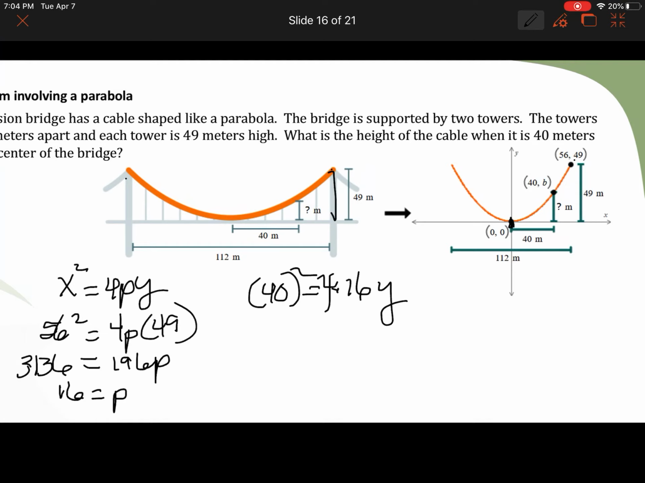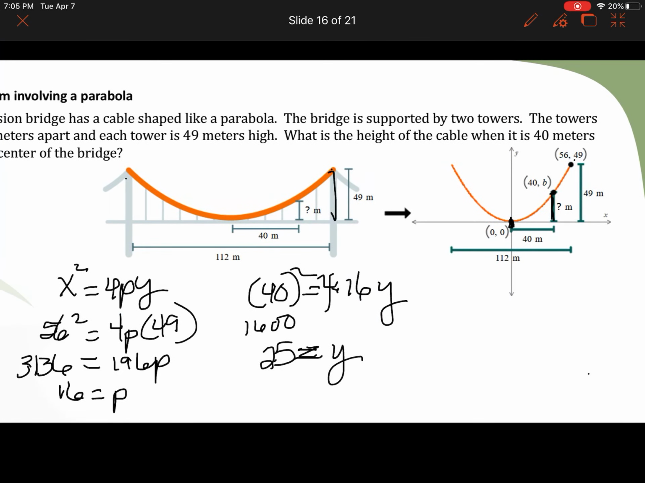So I have 40 squared, which must be 1600, and then 4 times 16, oh, well, if I divide by 16, that'll be 100, and then I'll divide that by 4, so that will be 25. That is not a Z, that is an equal sign. All right, so 25. So I'm saying that the height is 25.